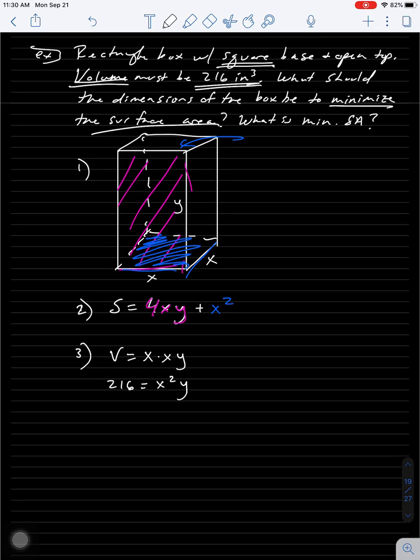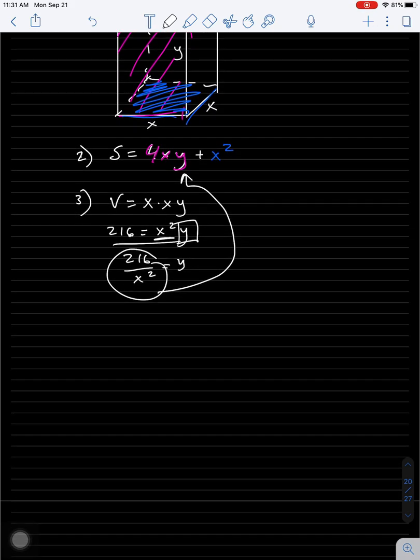Okay. And I'm going to solve this for one of my variables. Again, I'm going to choose y, not just because I want it to be in terms of x, but because if I choose x, I have to square root both sides, and I want to stay away from square roots. So choose wisely when you're picking which one to solve for. So y equals 216 over x squared. And then that's what I'm going to take and plug in here to the surface area.